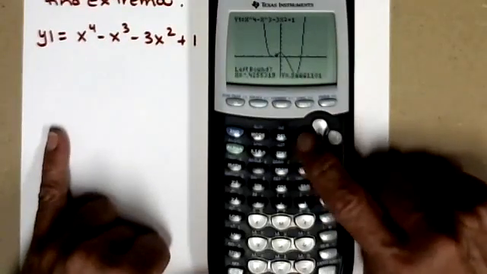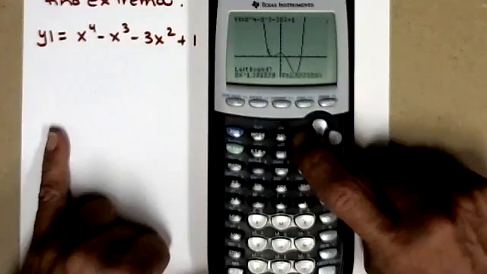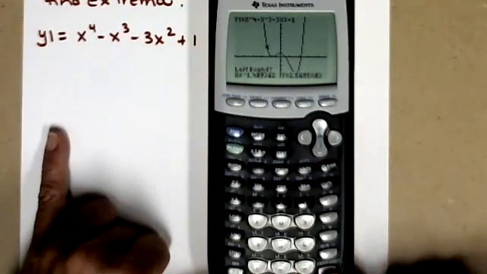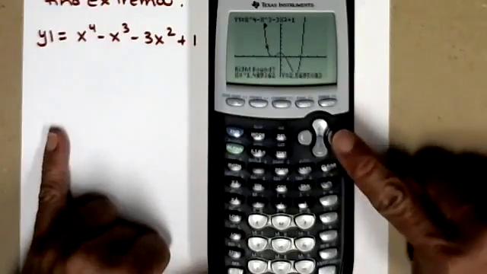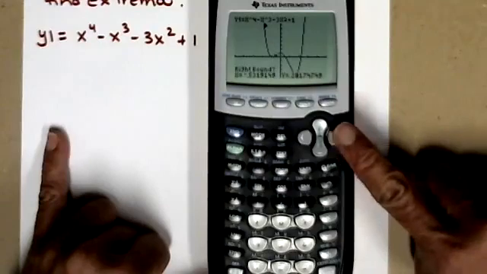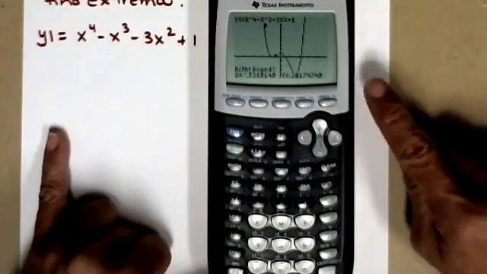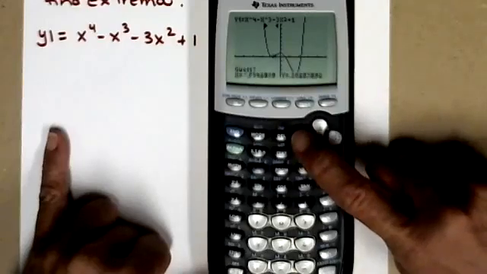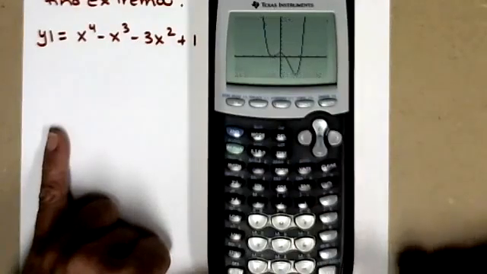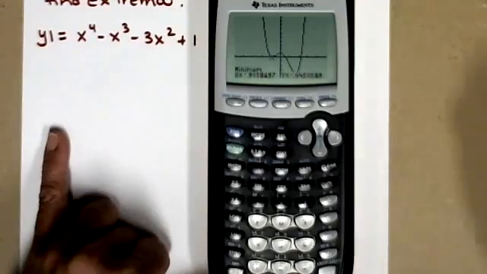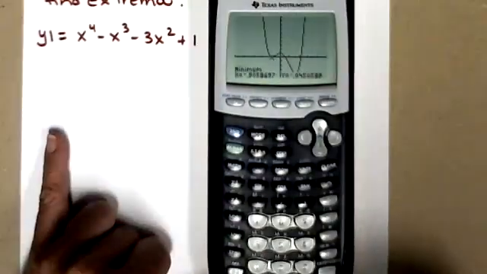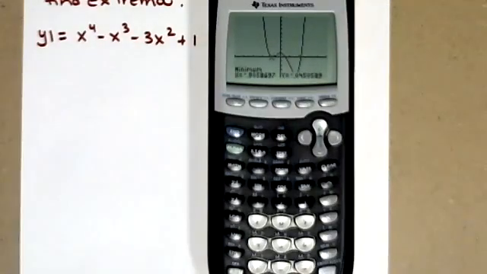I'm using my arrows to arrow over till I'm to the left of the minimum I'm looking for, and then hit enter. Then I need a right bound, so I'm just bracketing it for the calculator. Just sweep around. Don't go over that next hill though. Stay there on the uphill slide and enter. And then guess, so get in between where you think it is.